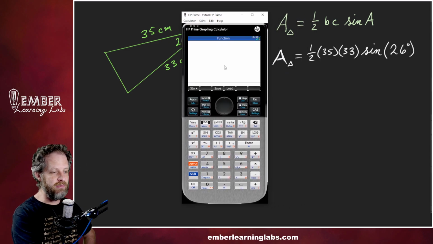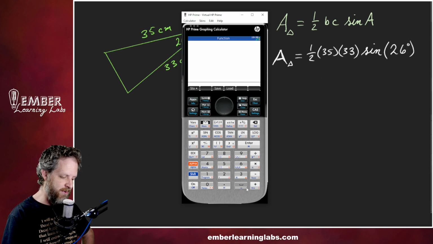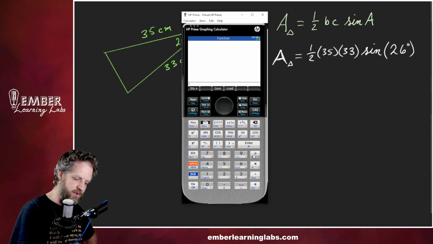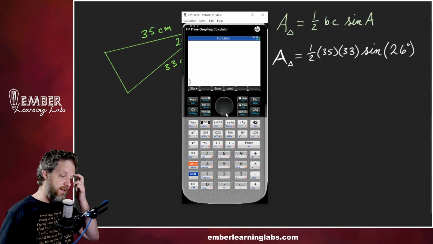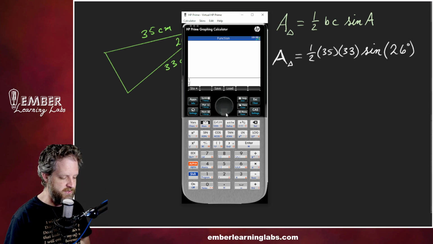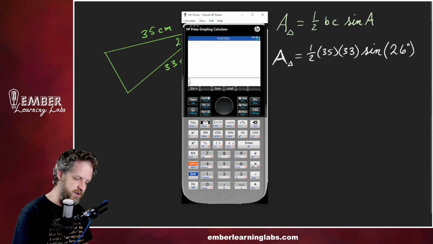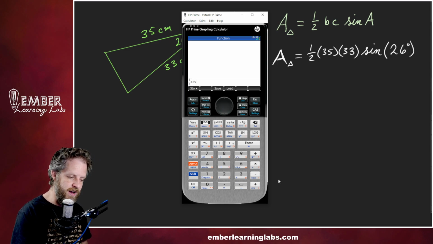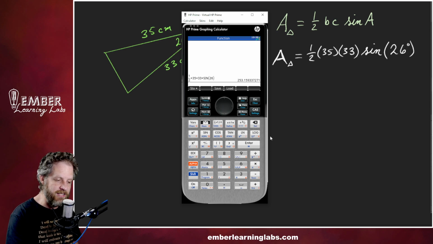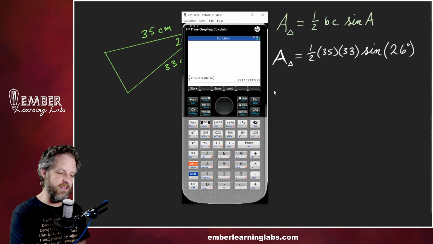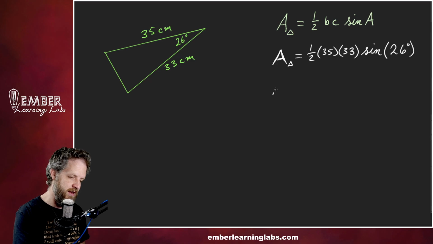For this problem, we can just punch all this in. We can do 1 divided by 2. If you're on a graphing calculator, make sure you get out of the fraction. You can use your fraction button, or you can use 0.5, whatever you want to do. And then times 35 times 33 times the sine of 26. We don't have to type degrees because we're in degrees. Then we hit enter. And we get that the area of this triangle is approximately equal to 253.16.